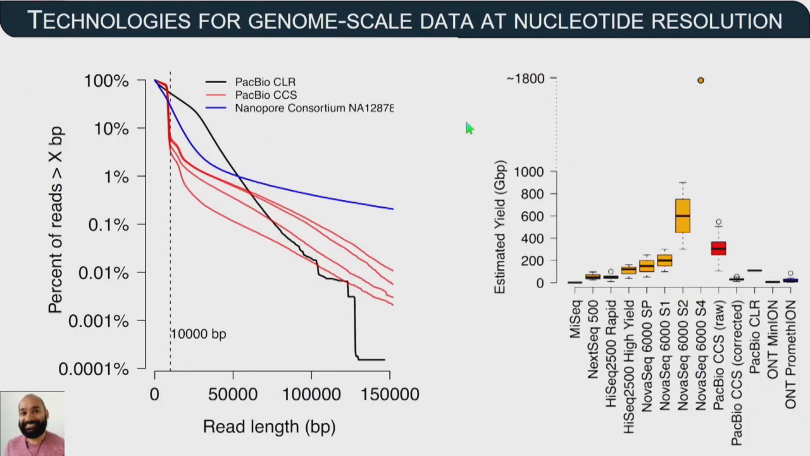Okay, so here's a look at the technologies. And this is just a quick plot from Karen Garamella in the group, looking at the PacBio CLR, CCS, and nanopore data from NA12878. If we look at the 10 KB mark, which is very exciting, remember, with Illumina data, we're talking about 300 base pairs. So at 10 KB, somewhere around 90% of the data or so is better than 10 KB in terms of length.